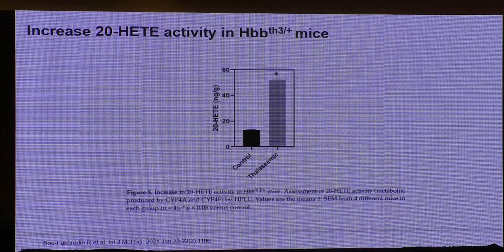We then measured, of course, the metabolite that's produced by these cytochromes 4A and 4F, which is known as 20-HETE. And 20-HETE, based on many studies published in the literature, not in the context of thalassemia, in the context of other disorders, is actually a bad metabolite. And you can see how significantly high it was in the thalassemic mice compared to normal control mice.